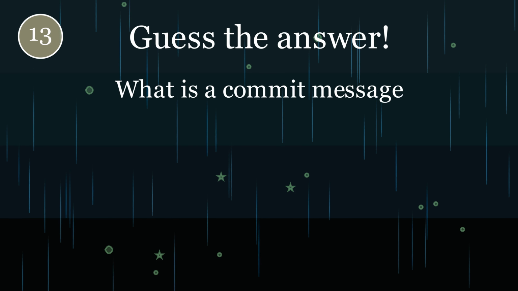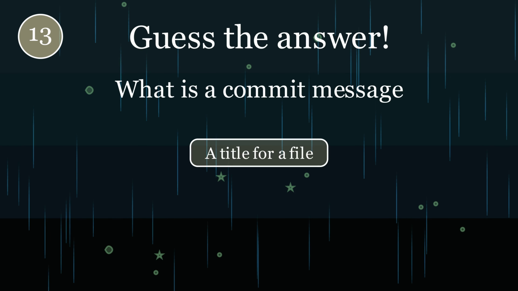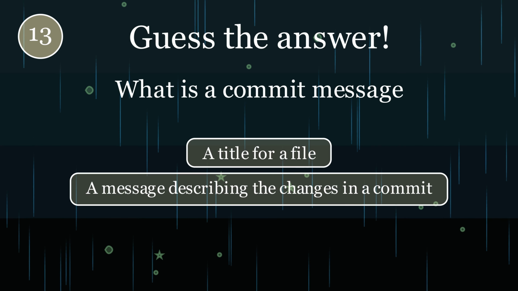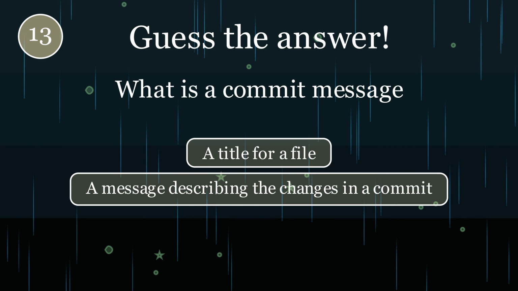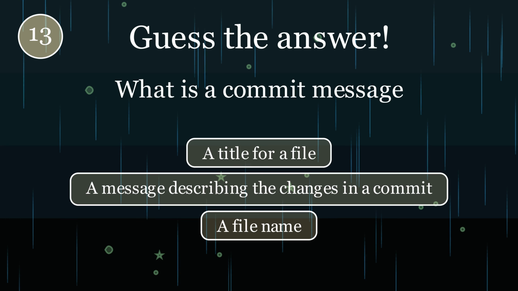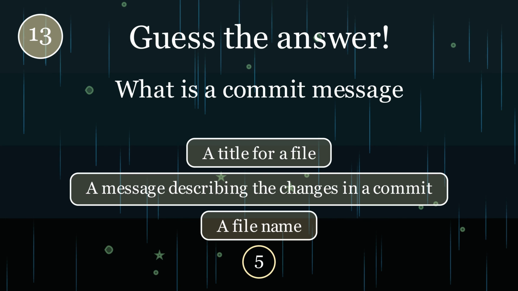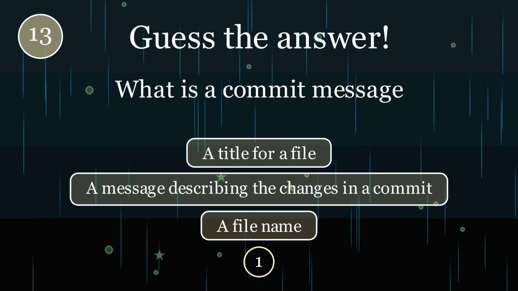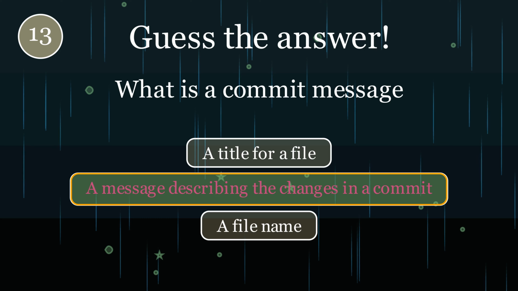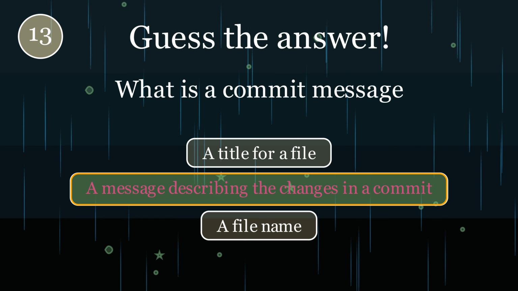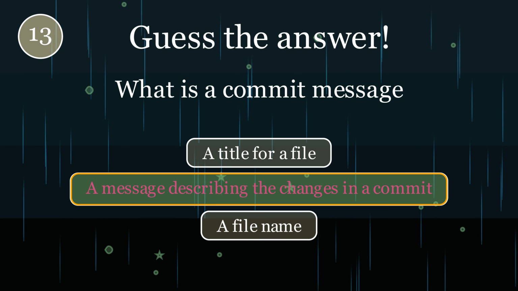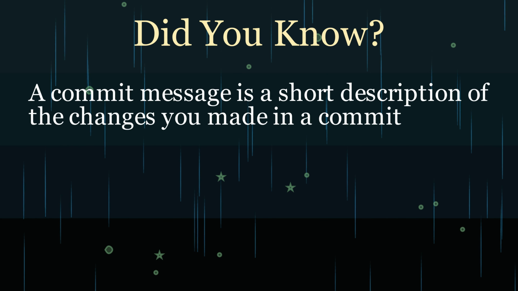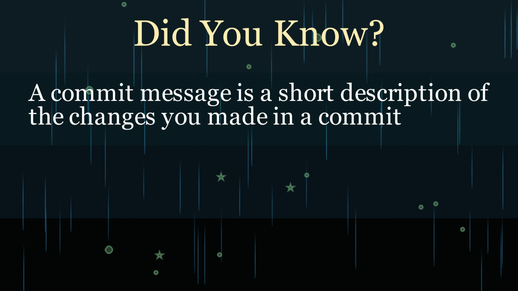What is a commit message? A title for a file. A message describing the changes in a commit. A file name. The correct answer is a message describing the changes in a commit. A quick fact for you: a commit message is a short description of the changes you made in a commit.